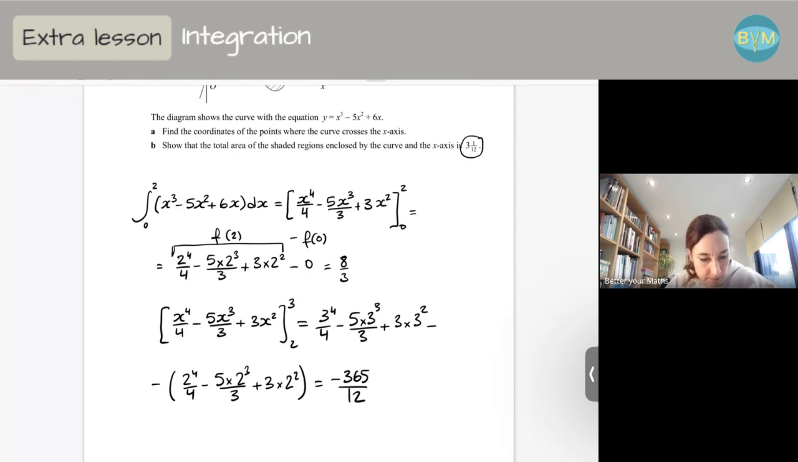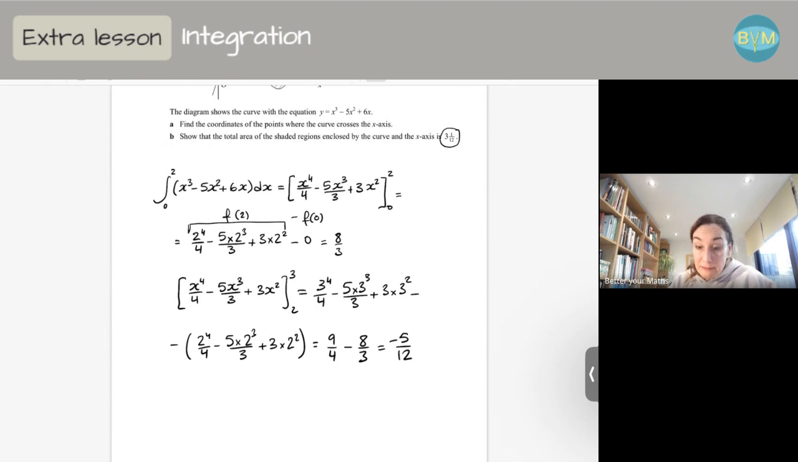So I get 9/4 for the first one. 9/4. Minus 8/3. Minus 5/12. Yeah, this value. Do you get that value? Okay.